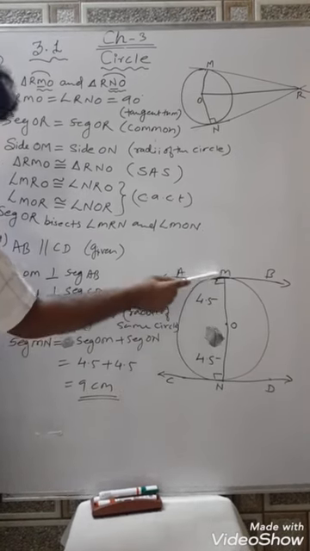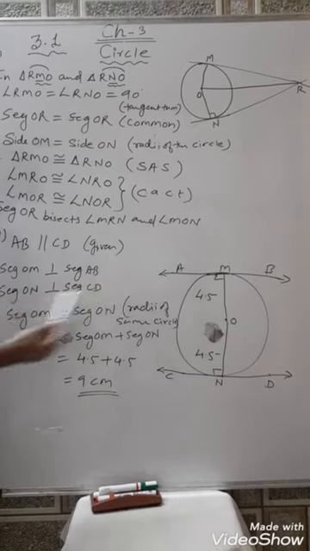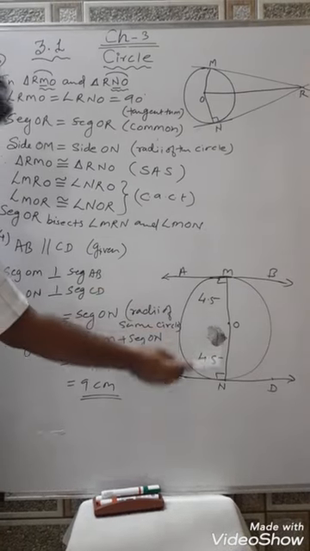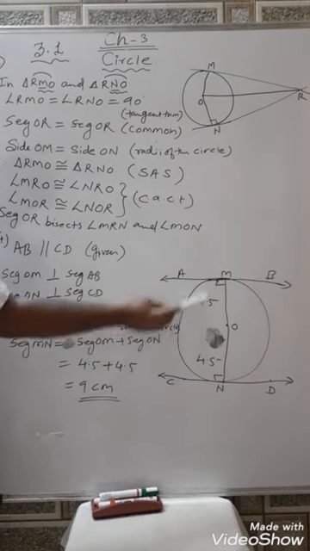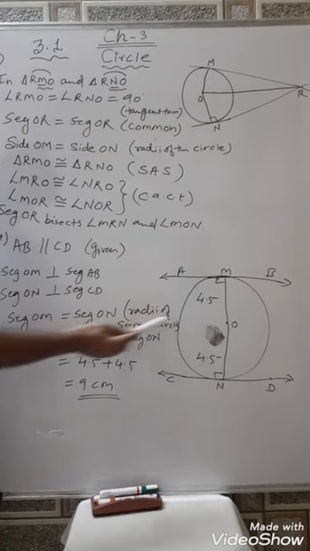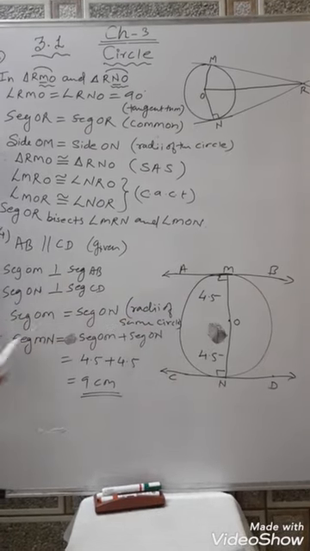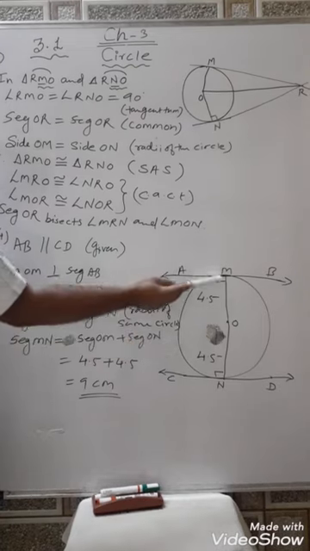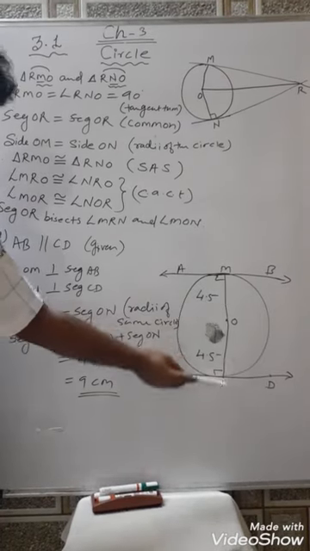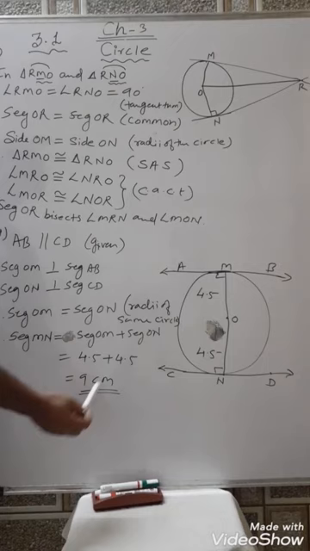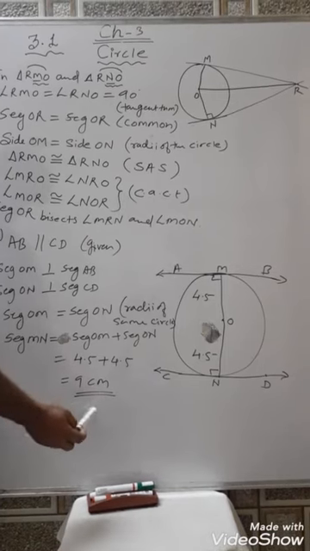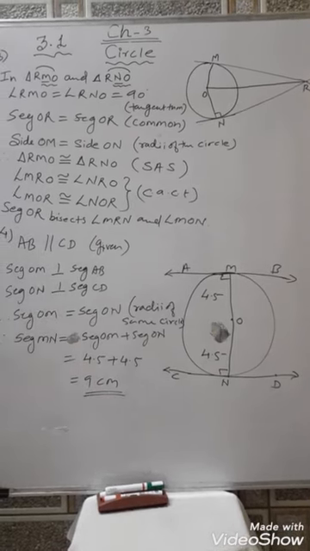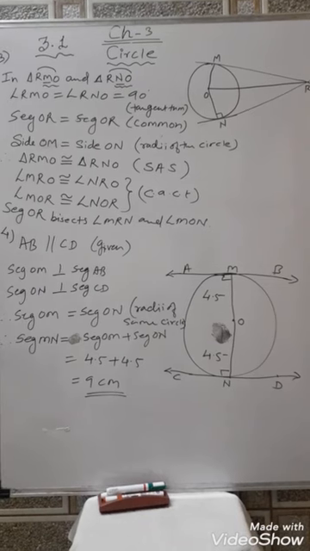So OM is perpendicular to AB and ON is perpendicular to CD. They are parallel, it means they are also equal because they are radii of the same circle. Now what is MN then? MN is OM plus ON. That is 4.5 plus 4.5. What do you get? 9 centimeters. So segment MN equals 9 centimeter.